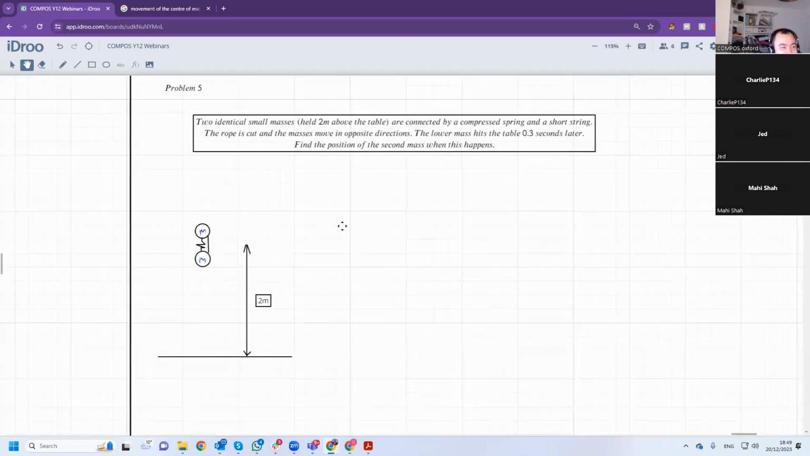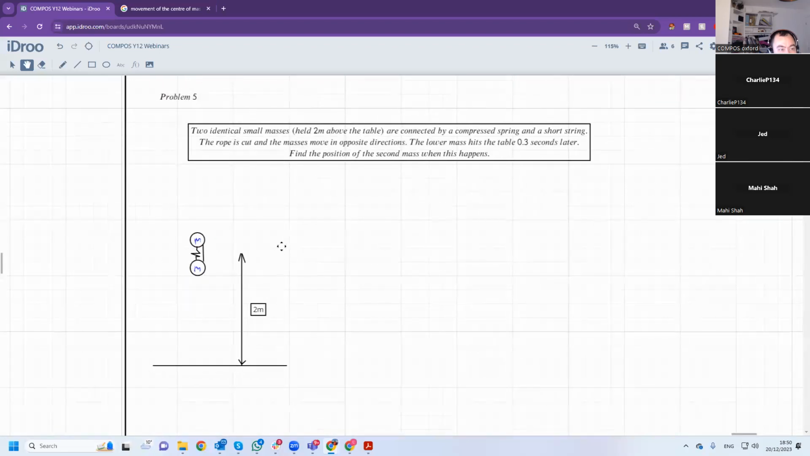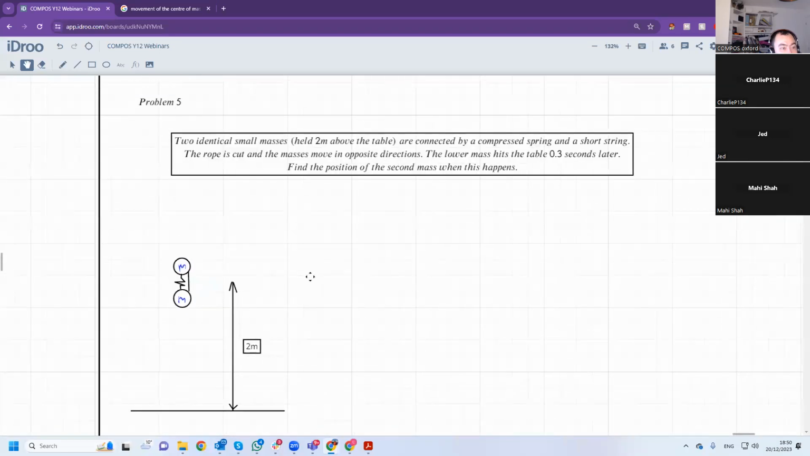Two identical small masses held 2 meters above the table are held by a compressed spring and a short string. The rope is cut and the masses move in opposite directions. The lower mass hits the table 0.3 seconds later. Find the position of the center of the second mass when this happens.